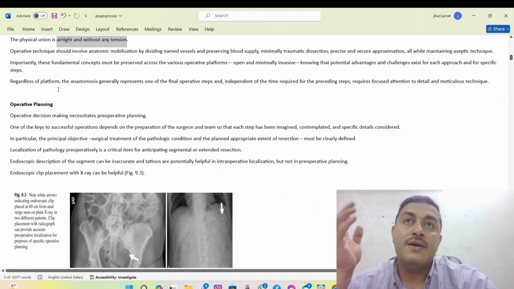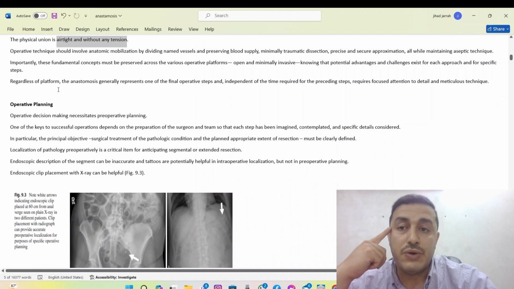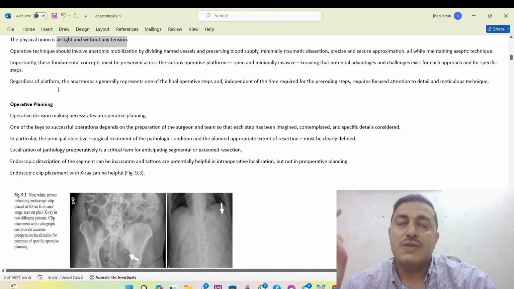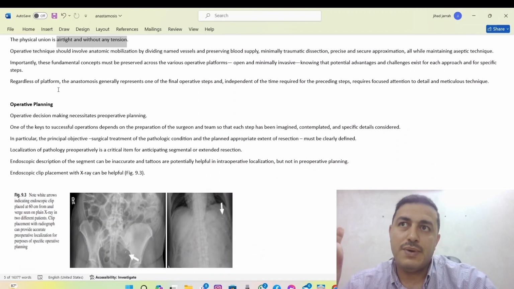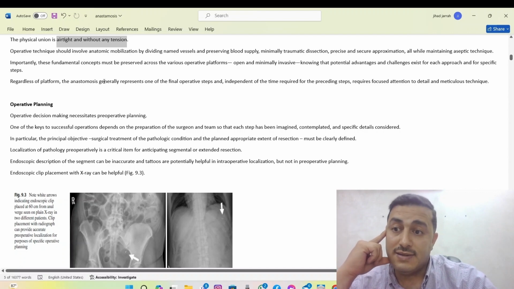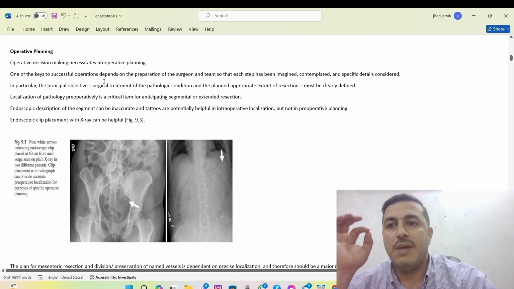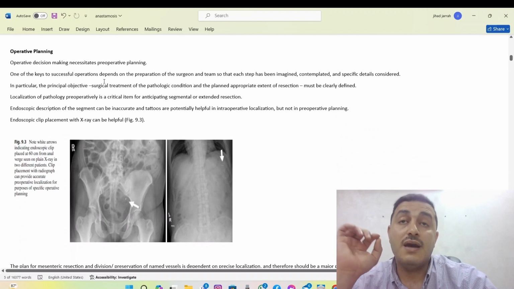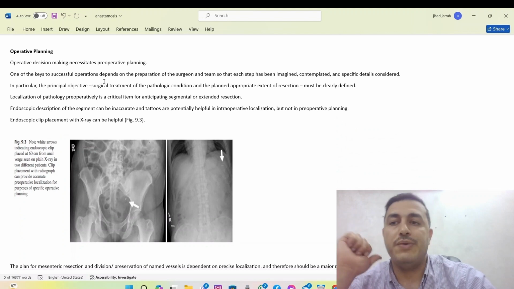And here they just remind you that the anastomosis may be the final step in your surgery, so do not get tired at the most important and interesting parts. Operative planning, and here they highlight the importance of preoperative planning.